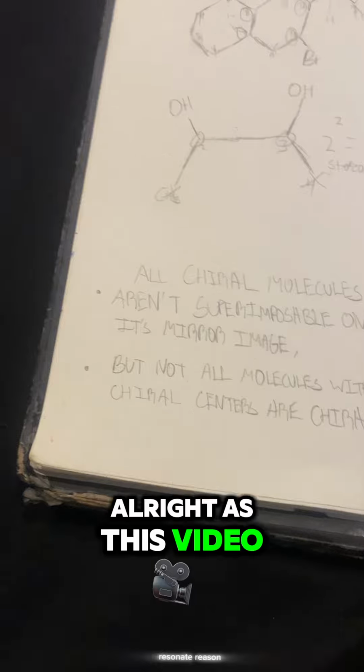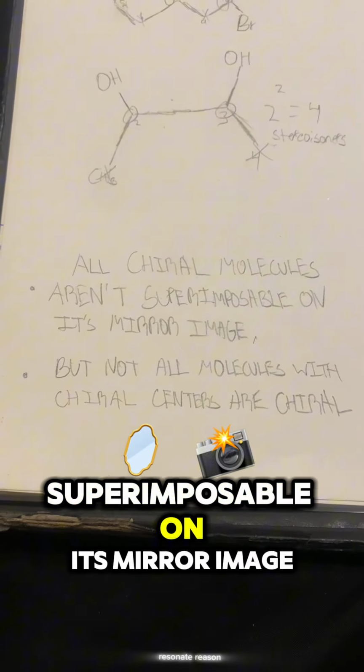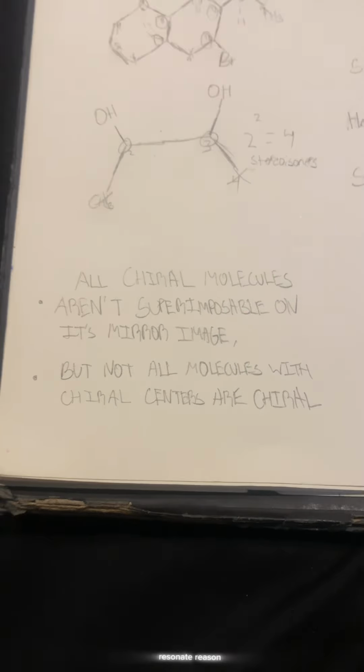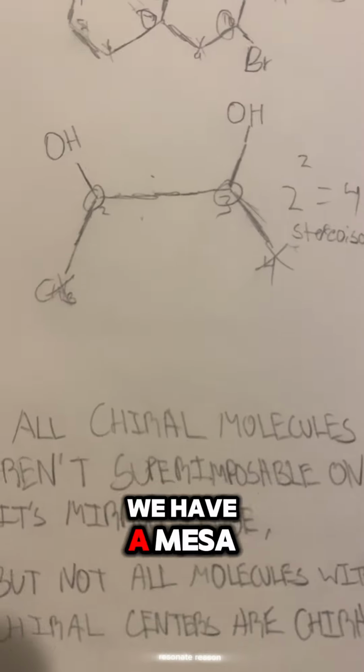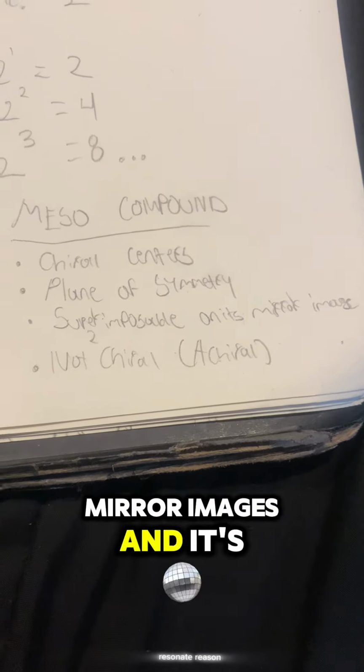All right, as this video is about to end, I want you to take note that all chiral molecules aren't superimposable on their mirror image, but not all molecules with chiral centers are chiral. And this is shown in the example above. We have a meso compound where it has chiral centers, a plane of symmetry, is superimposable on its mirror image, and it's not chiral, it's achiral.